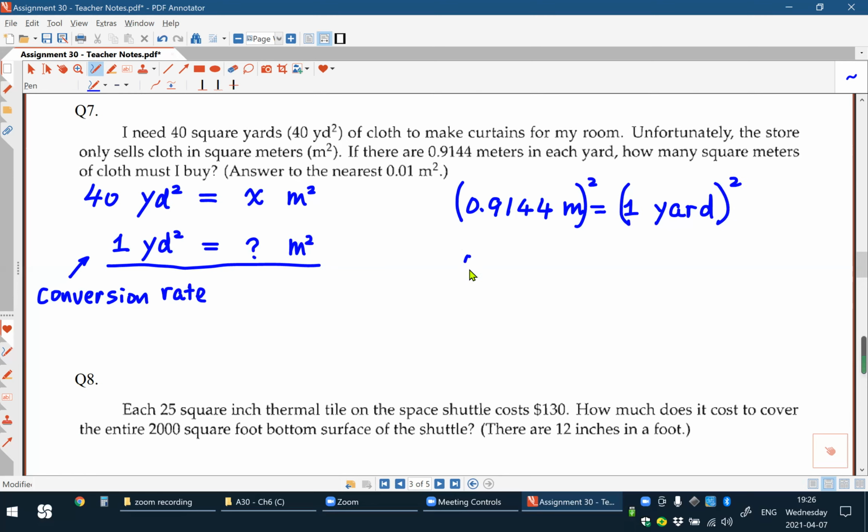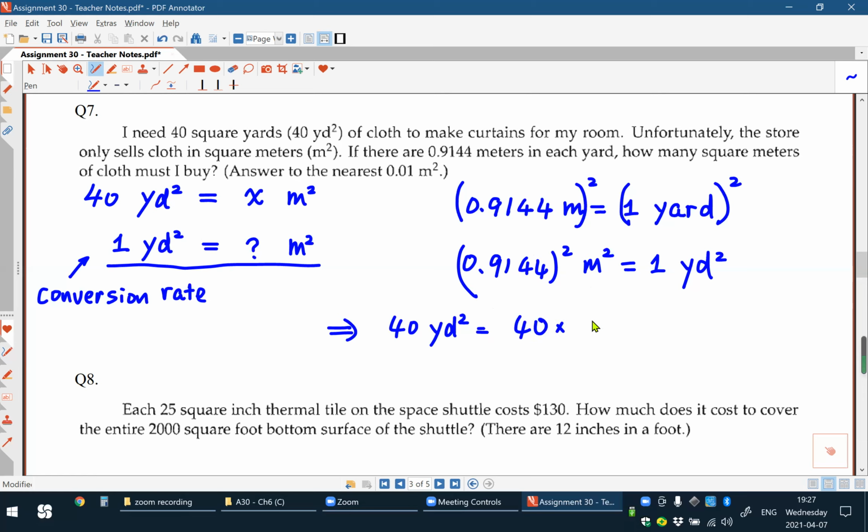Okay, so that means 0.9144 square meters equals 1 square yard, right? Okay, so now you know 1 square yard is worth 0.9144 square meters. So how many square meters are there for 40 square yards? So that means 40 square yards is now worth 40 times 0.9144 square meters.